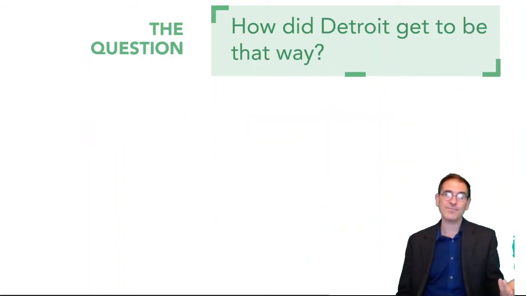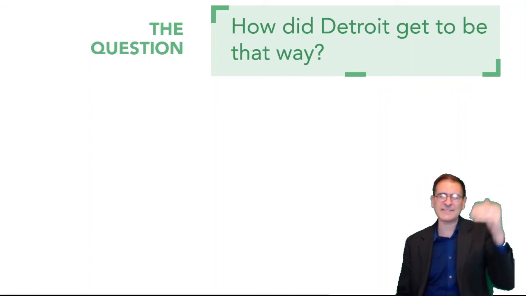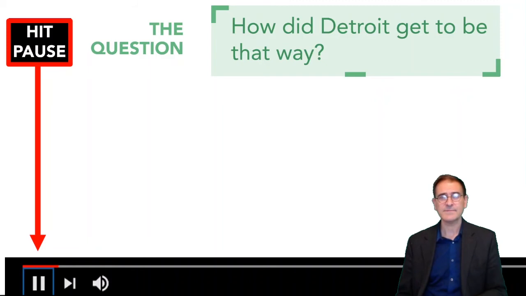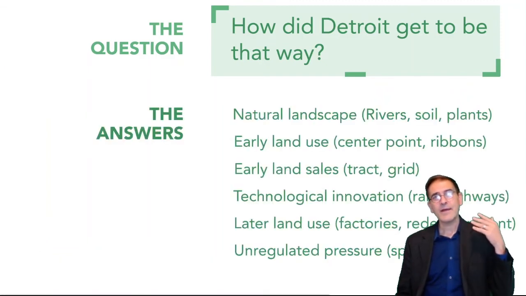The second question that you might want to ask yourself is, how did the city get to be this way? So I'm going to ask you again to pause. See if you can answer the question. See if you can think through the steps by which the city changed and what those spatial systems were. So hit pause. All right.